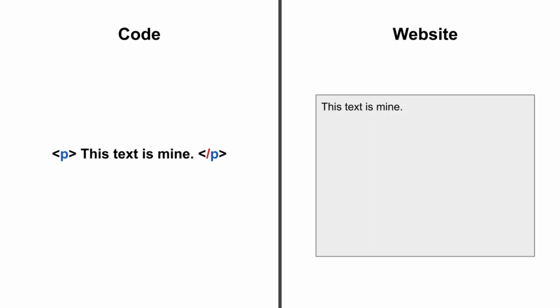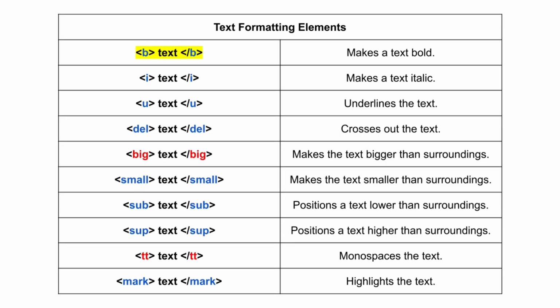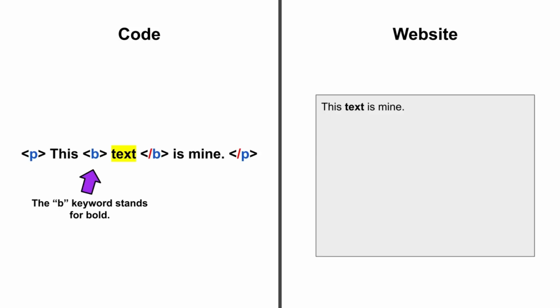Let's start off with a normal paragraph element. Without any text formatting, we will just have a plain paragraph text on our website. Let's start with the first text formatting. This is the B or bold element. It is written only using the letter B for both its open and closed tags. It makes any text between the two tags bold.